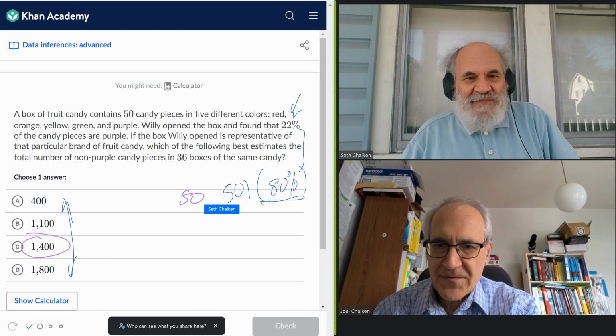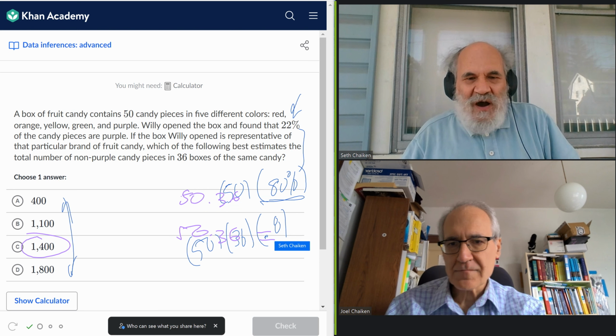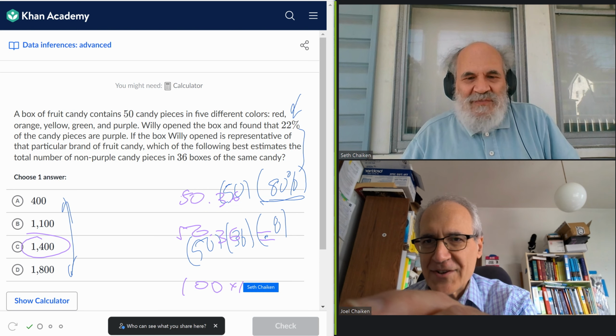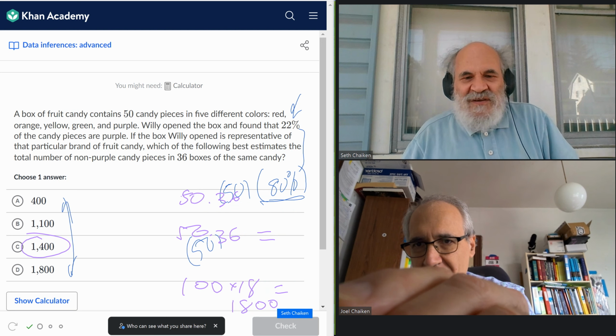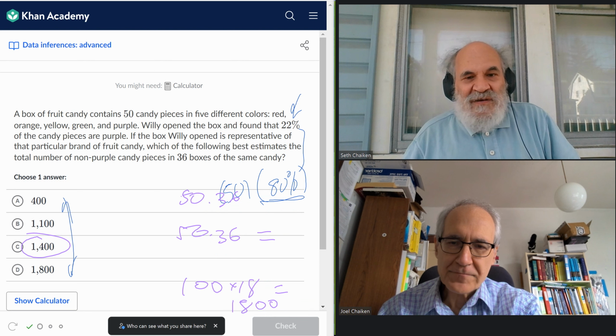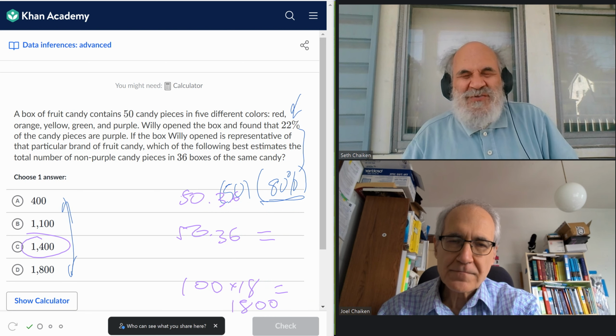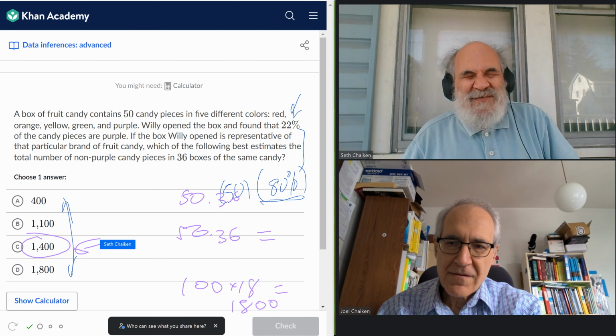Multiply that by 50 times 36. 50 times 36 is 1,800. There are 1,800 candy pieces in total, and 80% of that is close to one of the answer choices. I just guessed that.